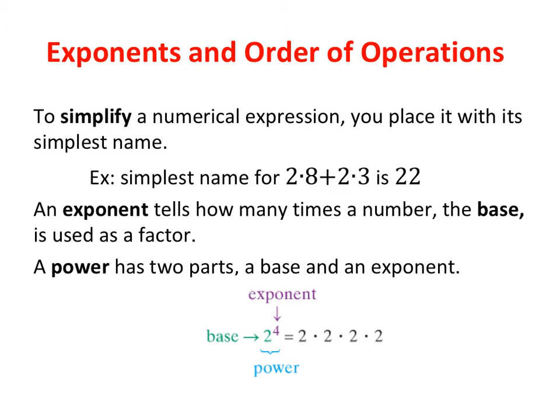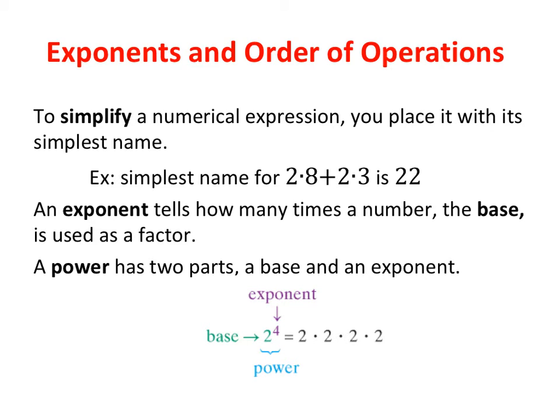Our next lesson is on exponents and order of operations. To simplify a numerical expression, you place it in its simplest name. So for example, the simplest name for 2 times 8 plus 2 times 3 is 22.